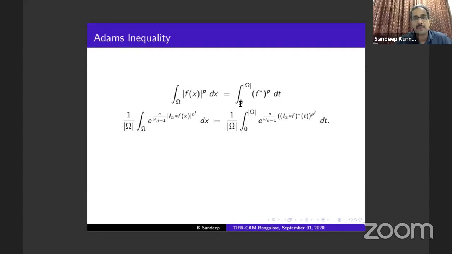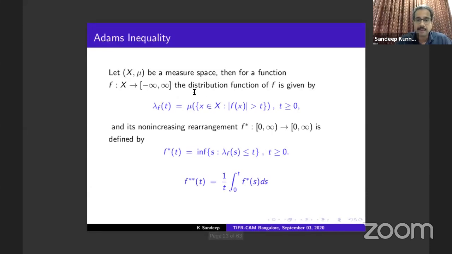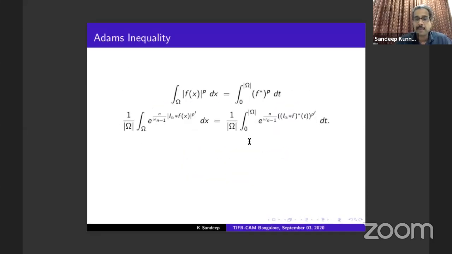That is 0 to measure of omega, f star to the power p. So f star is a one variable function. You convert here. And in the second one, the quantity we are interested in converts into this type of an inequality. Again, it is a one variable inequality, and it becomes like this. Okay, so what we have is a rearrangement of I alpha convolution f.